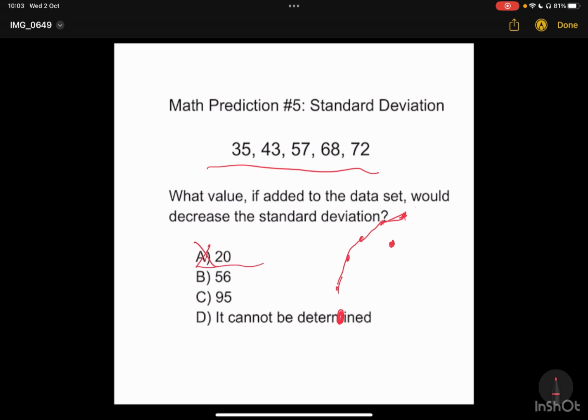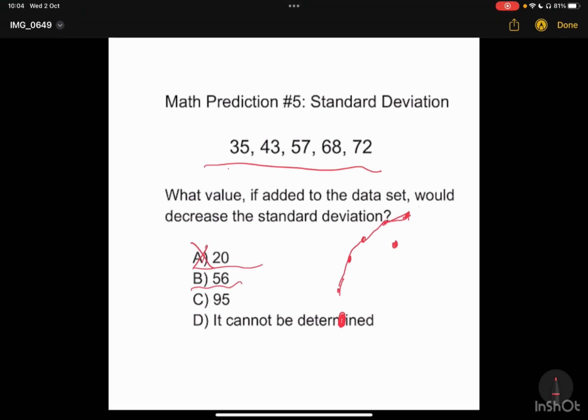Standard deviation is how spread out the values are, but this 56 value is inside of this data set, so it will not spread out the values. And the same goes for 95, which goes over here. It will increase the standard deviation. That would be incorrect, and these were incorrect. So finally, B is the correct answer.